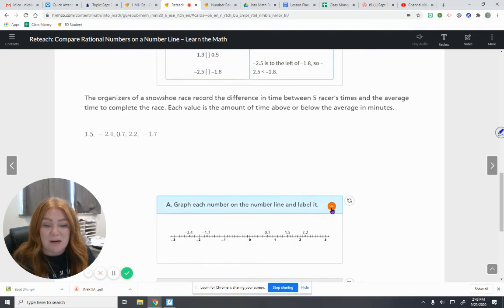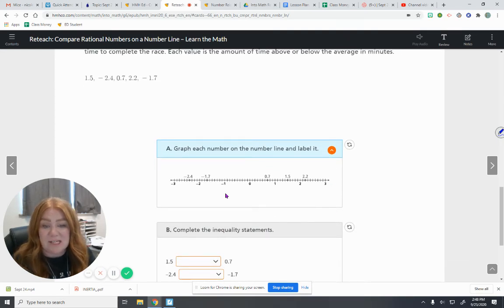So we can look here at this number line and see each of these. 1.5 has to go over 1 and then 5 more places. Negative 2.4 goes to the negative 2 places and then 4 more. 0.7 can't even get a whole number because it has a 0 in front, so 7 places in the positive direction. 2.2 comes 1, 2, and 2 more places over. And negative 1.7 comes over 1 and negative 1.7 here.